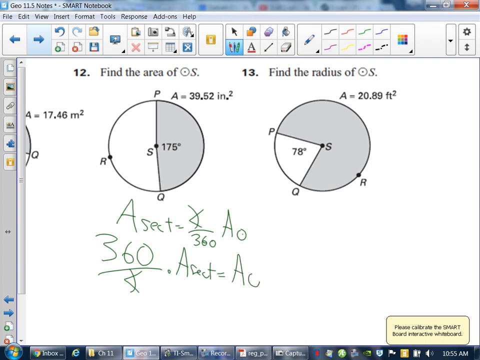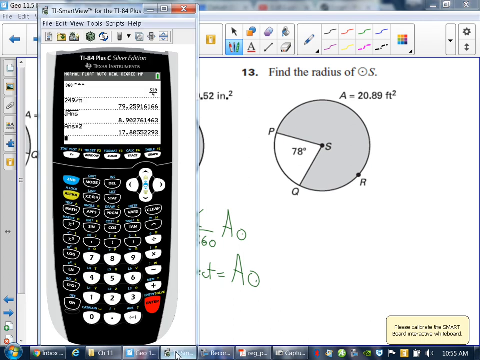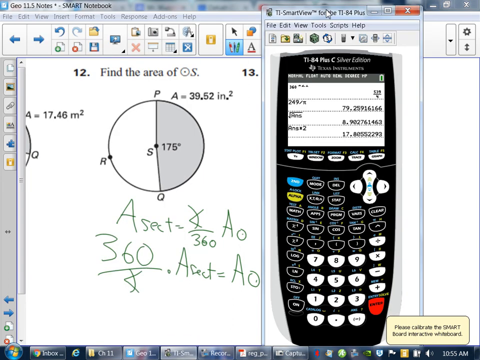And you just put it together. Okay? So here you're going to get 360 over 175 times 39.52. I calculated that, and you get 81.3 when you round to two decimal places. Be okay with that?